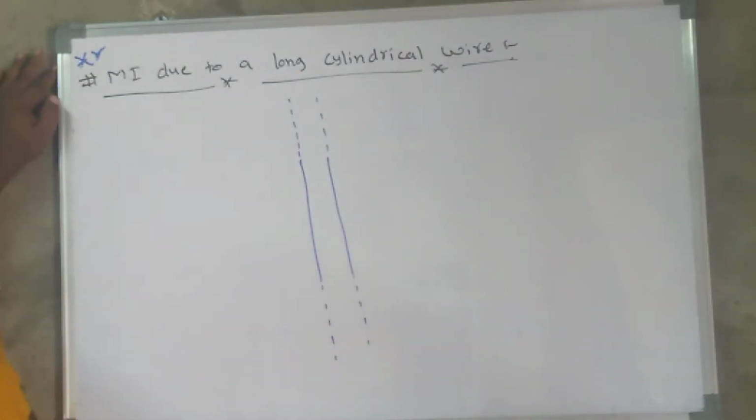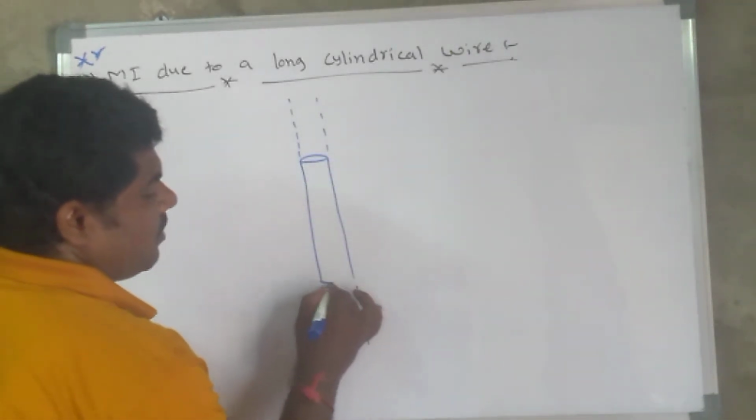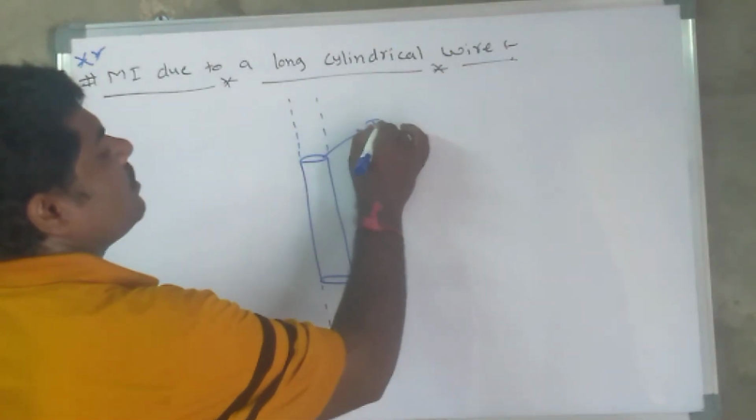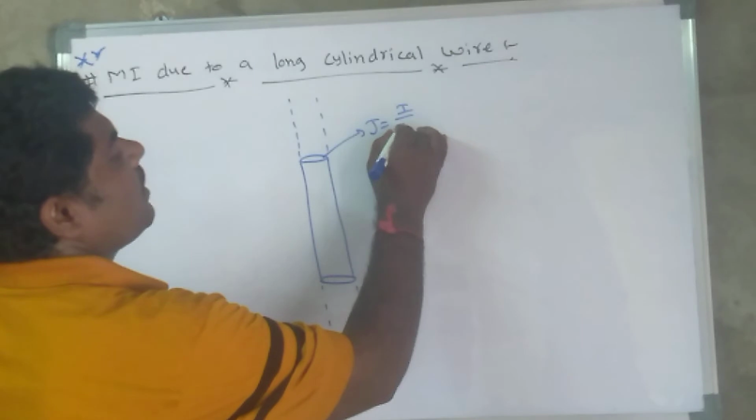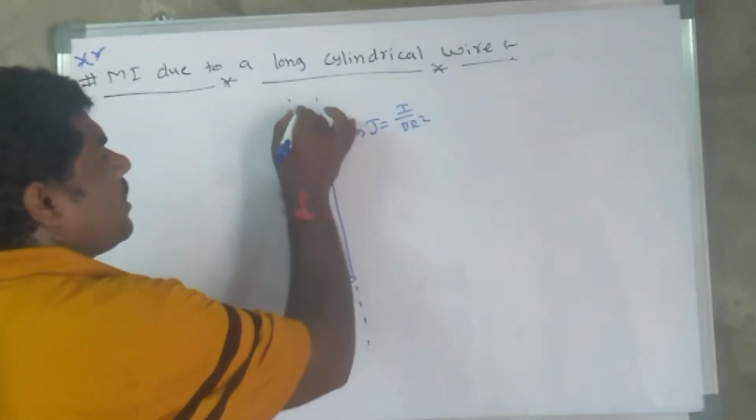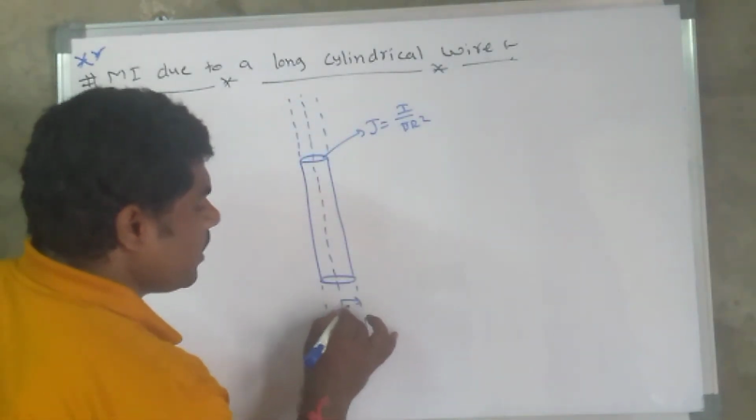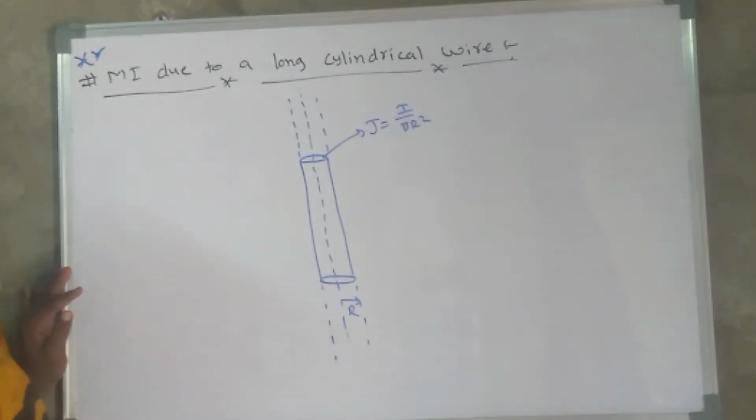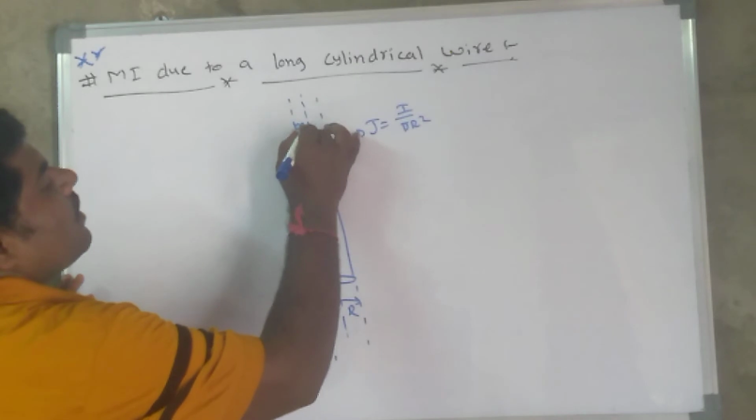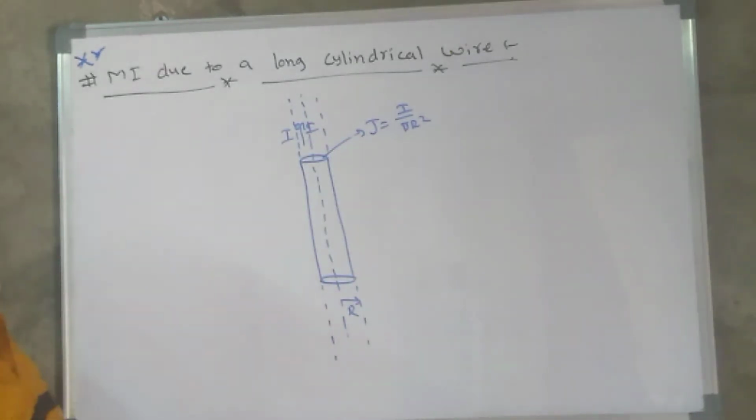So this is a long cylindrical wire. The current density J is equal to the current divided by the area, pi r squared, where the radius of the wire is capital R. Here the current is moving in the upward direction; this is the current I.